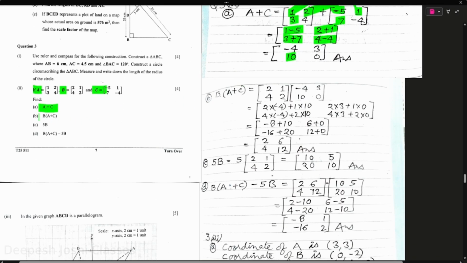In the second part, we have to multiply B with the result of part A, that is B into A plus C. Here we apply row by column multiplication. We will take the first row and first column. Corresponding elements are multiplied, that is 2 into 4. First row, second column, and so on. This is simply the row by column multiplication.